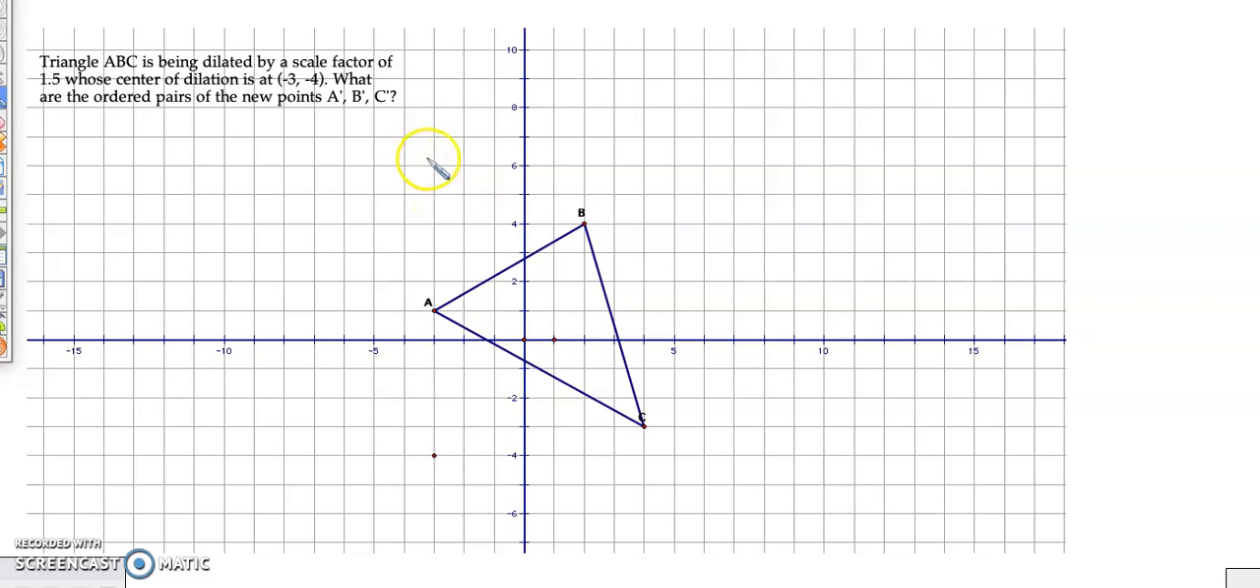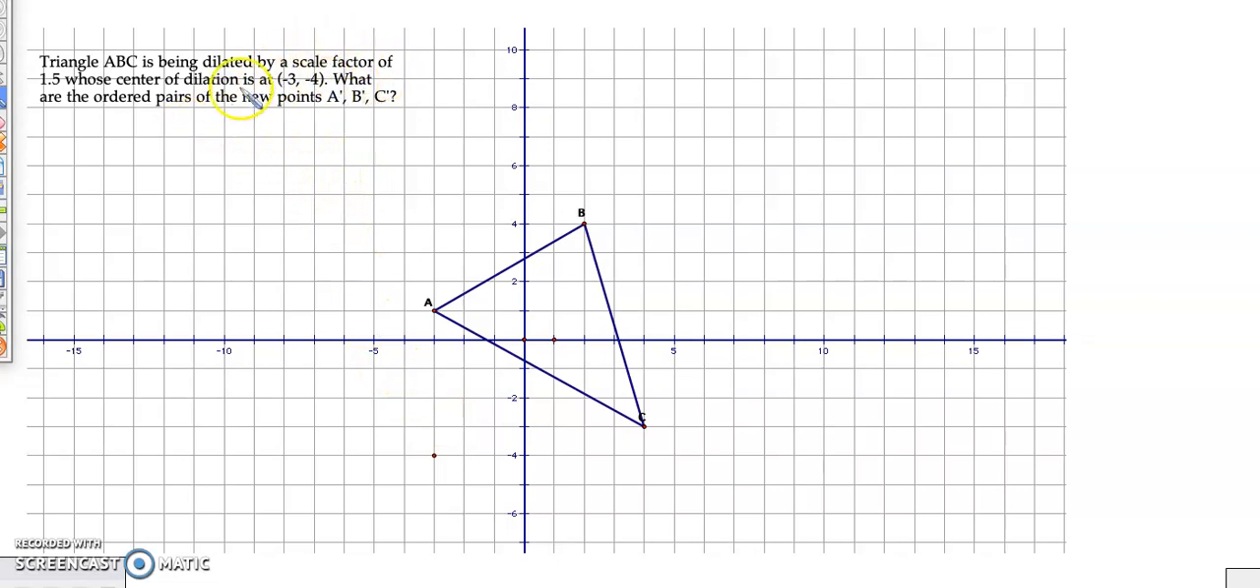Hi, everybody. So I wanted to take a little bit of a step back so we could actually see how to really dilate a triangle in this example. So we have a triangle here, little triangle ABC is being dilated by a scale factor of 1.5, whose center is at -3, -4, which I actually have graphed here. And we want the ordered pairs of the new points.